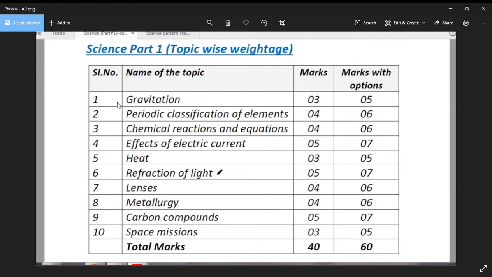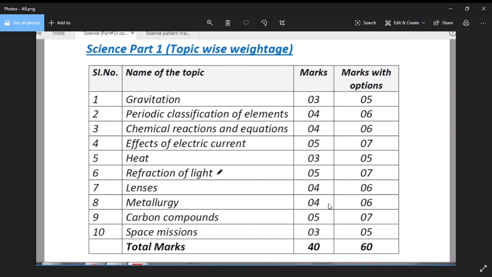Serial number 1, first chapter is Gravitation, compulsory marks 3, marks with option 5. Second one, Periodic Classification of Elements, compulsory marks 4, marks with option 6. Third one, Chemical Reaction and Equation, compulsory marks 4, marks with option 6. Effects of Electric Current, compulsory marks 5, marks with option 7. Heat, compulsory marks 3, with option 5. Refraction of Light, compulsory marks 5 and marks with option 7. Chapter 7 is Lenses, compulsory marks 4, marks with option 6.